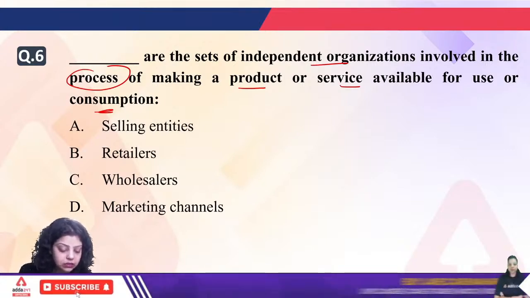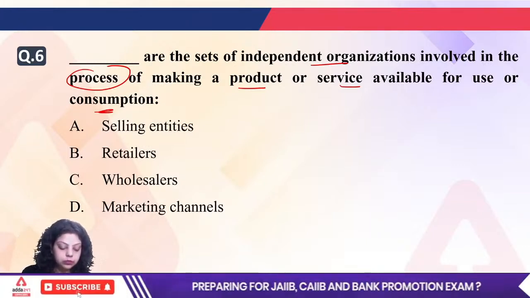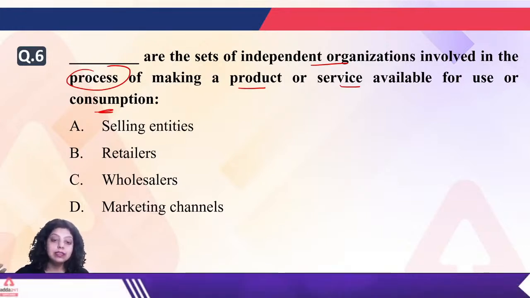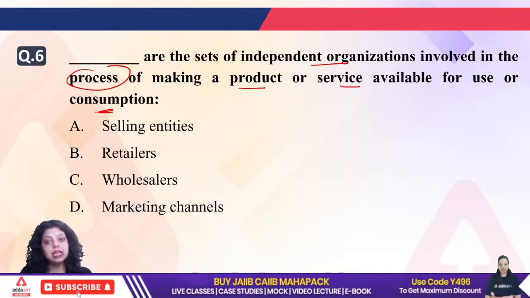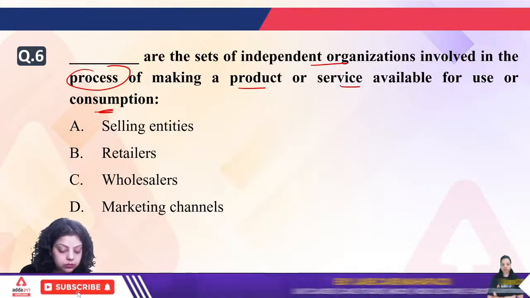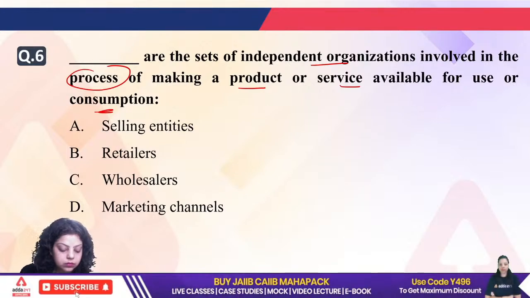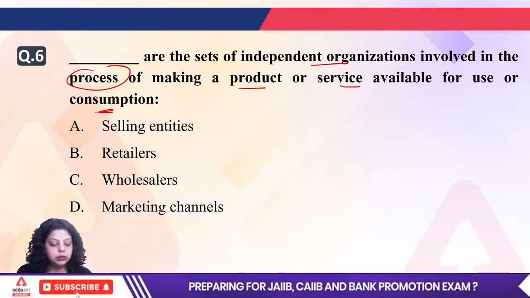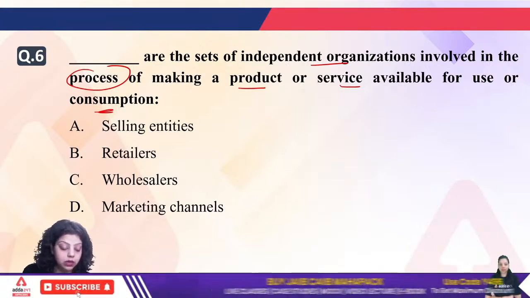Gitanjali is saying B, retailers. Dheeraj is saying wholesalers. We are talking about the set of independent organizations, independent organizations which are involved in the process of making a product or service available. Dheeraj, Gaurav, Neelam, Priyanka going with C. Deepak, Rashmi, Murli going with D. Ashok is saying B. Okay.